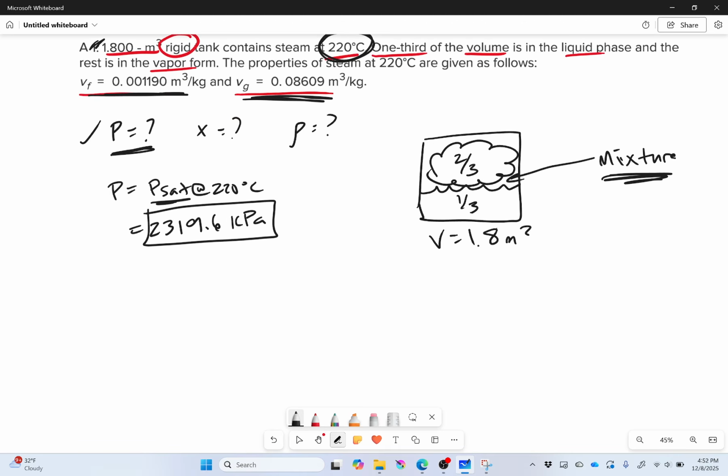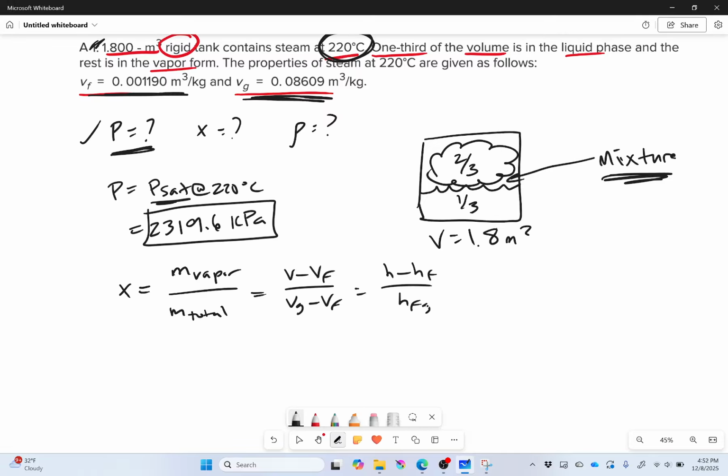So now we want to find the quality. So the quality is simply equal to my mass of vapor over the total mass. It's equal to a lot of other things too. It's equal to v minus vf over vg minus vf. It's equal to h minus hf over hfg. That's enthalpy there. So there's lots of ways you can calculate this, but for us, this is going to be the easiest one because it told us the volume of vapor and the volume of liquid. And I can use that to figure both the total mass of vapor and liquid I have, and then from that figure out the quality. So let's do it.